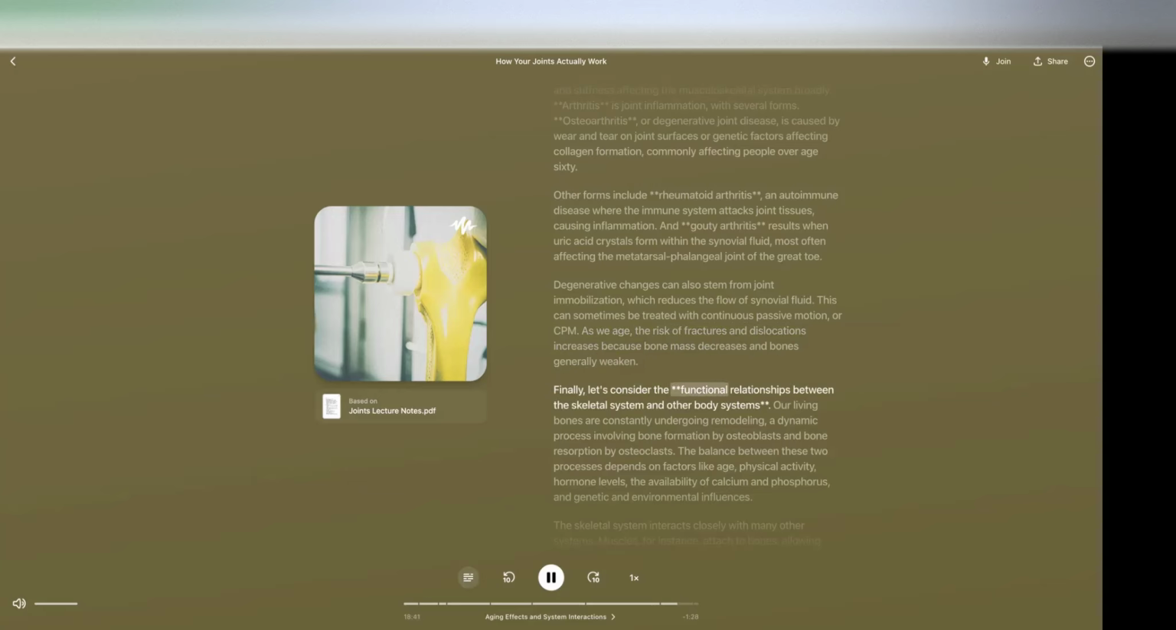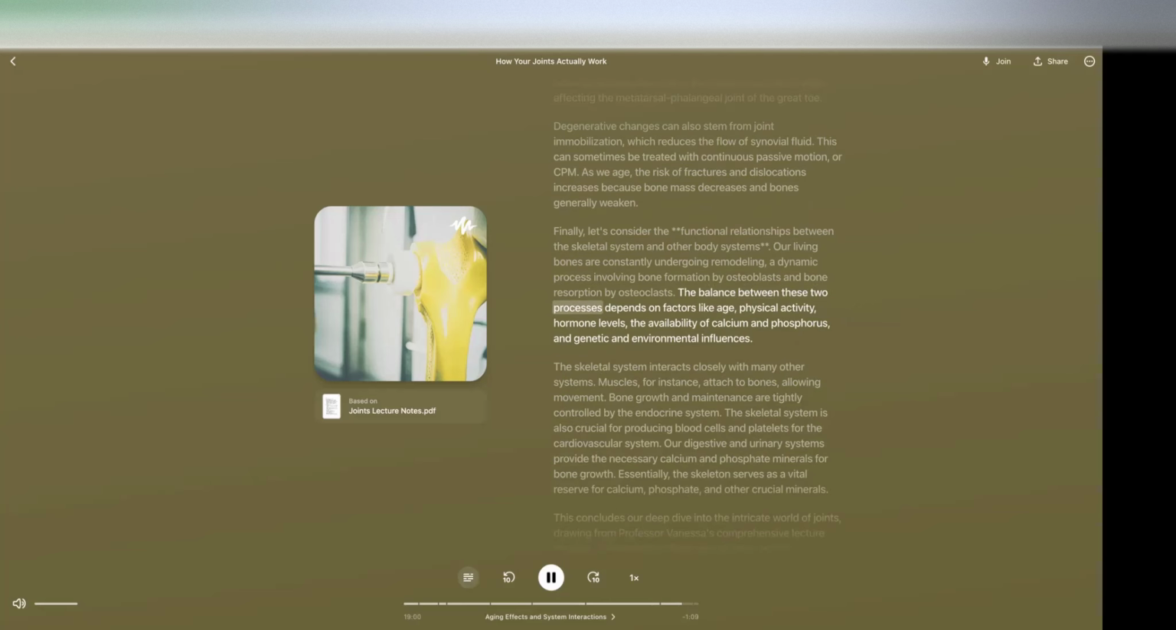Finally, let's consider the functional relationships between the skeletal system and other body systems. Our living bones are constantly undergoing remodeling, a dynamic process involving bone formation by osteoblasts and bone resorption by osteoclasts. The balance between these two processes depends on factors like age, physical activity, hormone levels, the availability of calcium and phosphorus, and genetic and environmental influences.